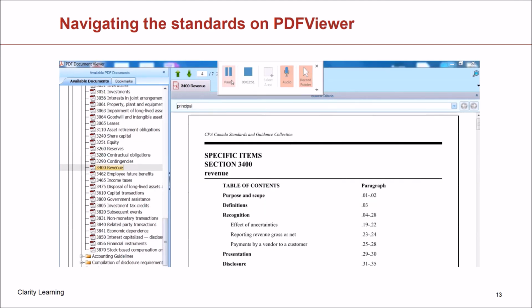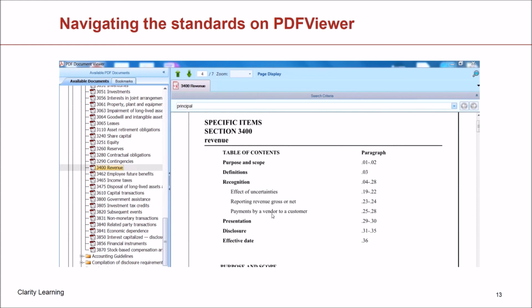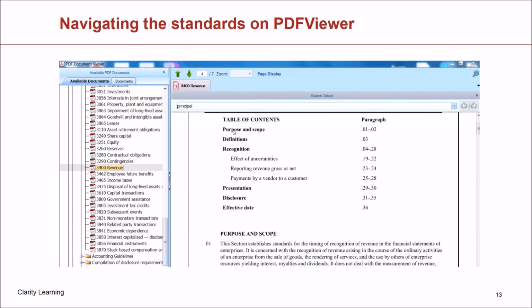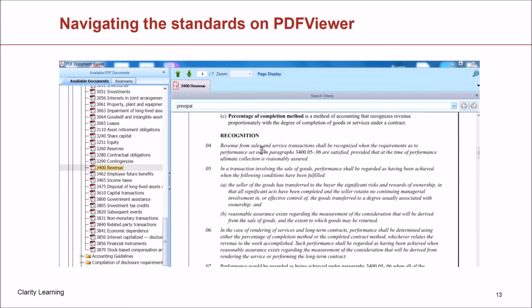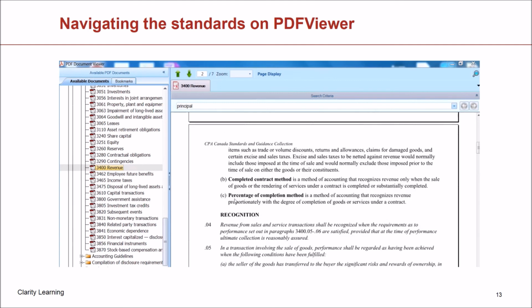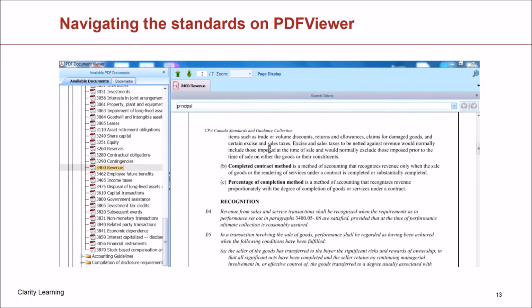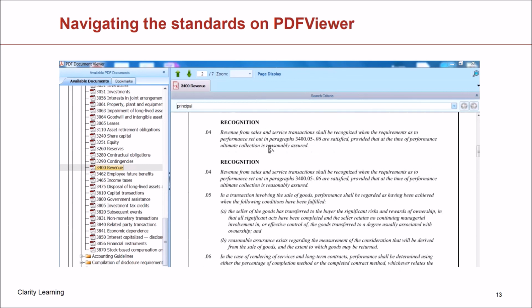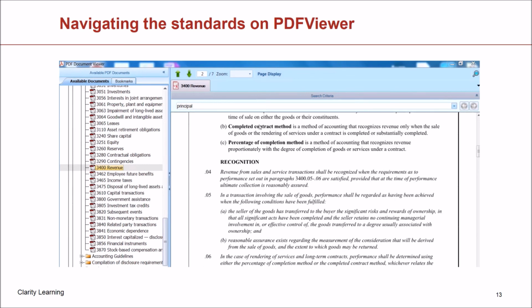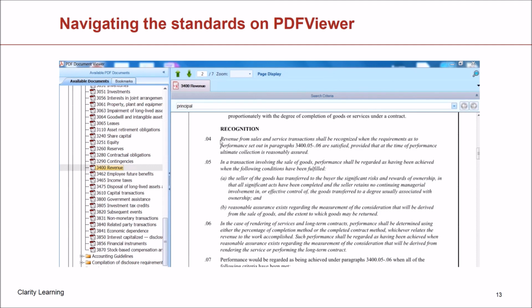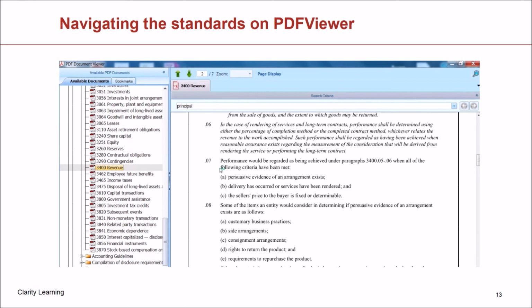Similarly, for ASPE 3400, which is the revenue standard, you should also understand where everything is in the standard. So again, the scope, the definition, and then followed by recognition and presentation. Generally these two sections, definition and scope, are not as important, but it is helpful if you don't know the definitions of certain things. These couple of paragraphs are pretty important, which are relating to the performance and the criteria of recognition, which we discussed earlier. This is where it talks about the performance criteria.